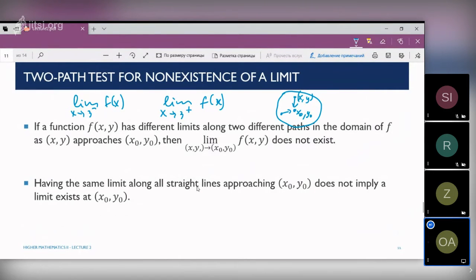From that path, the values are different. They are not equal. The limit does not exist, because (x,y) is approached from any path. So this path and this path. But for a function of a single variable, just right side, left side. For a function of several variables, there are several paths. You can approach from here, there.